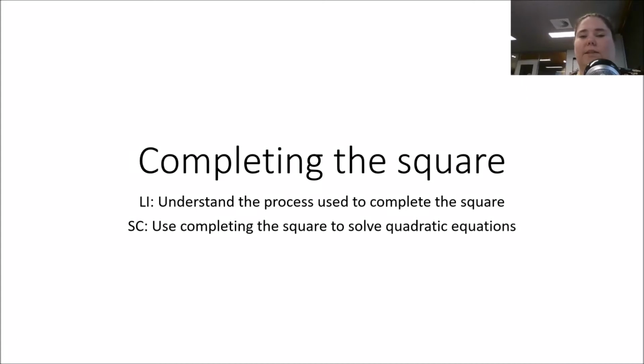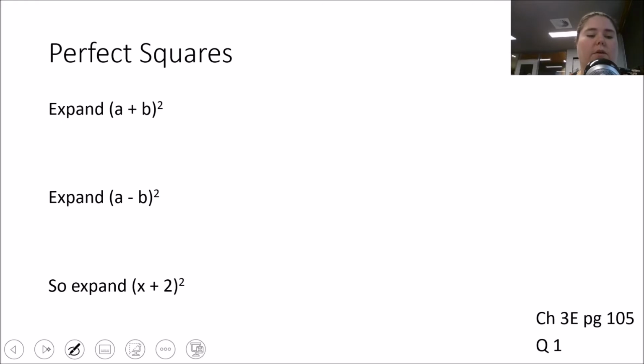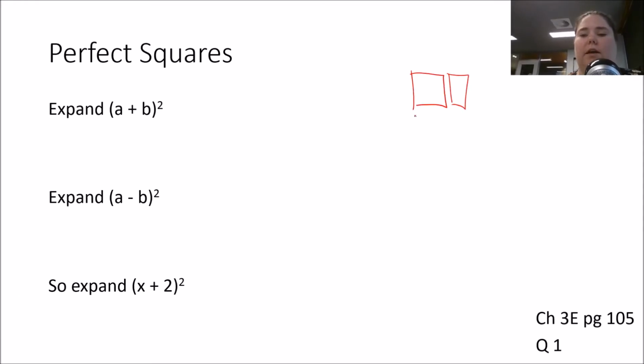Completing the square all comes down to this concept of the perfect square. So, the perfect square is when you have two things added together that when you multiply them create a perfect square. So here I have two things. I have a plus b and a plus b. So I know I could label these sides a and b to represent my long and short lengths.